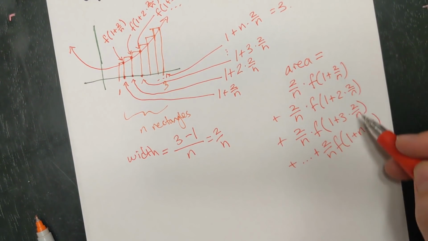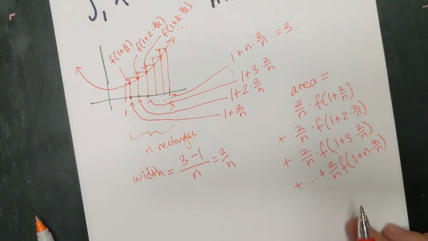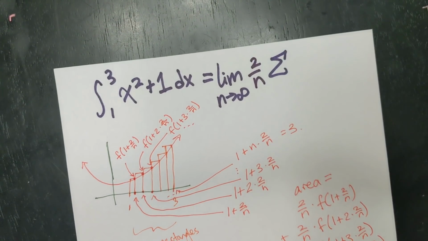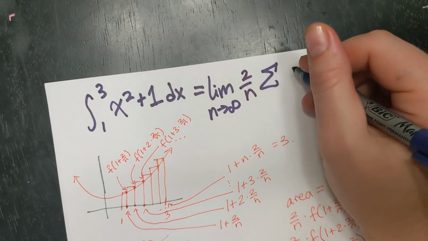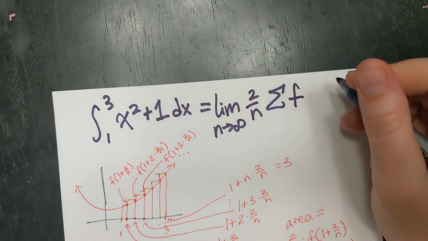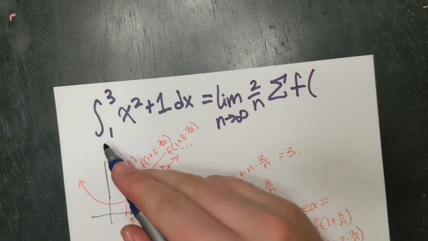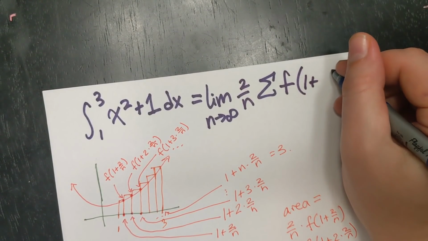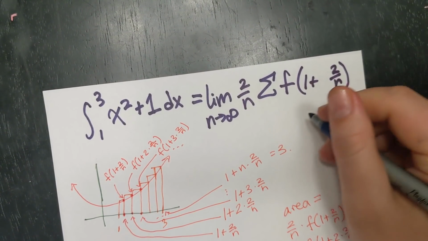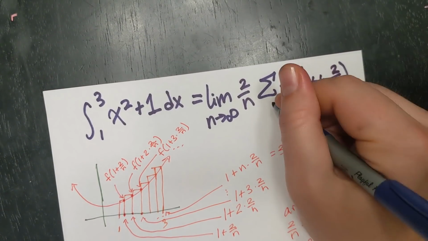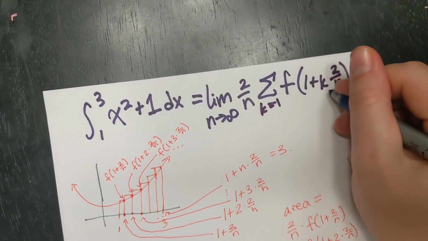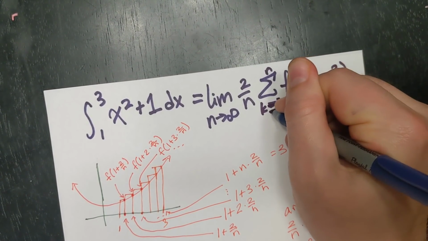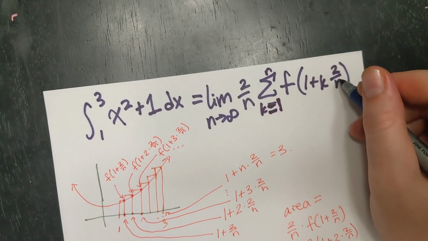Okay, so you can simplify this by factoring out the 2 over n. You can pull out that width, 2 over n, and you're left with the sum of f of beginning at 1, adding copies of the width, adding copies of 2 over n. So first you add k equals 1 copy, and then you add k equals 2, and k equals 3, and k equals 4, all the way up to k equals n copies. So adding n copies of the width.